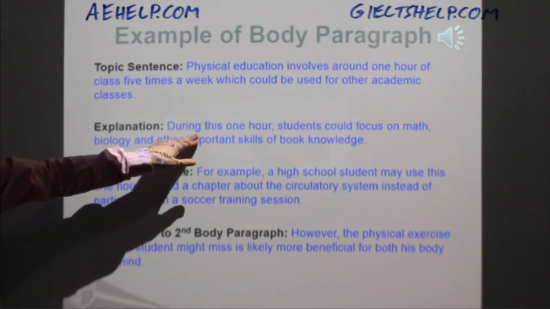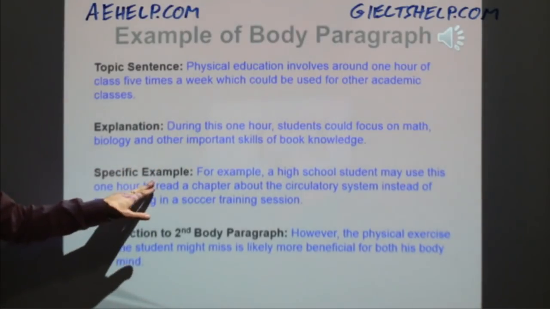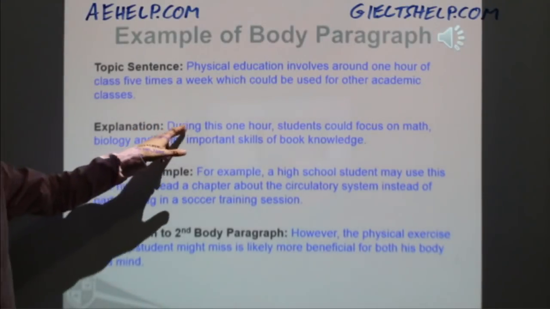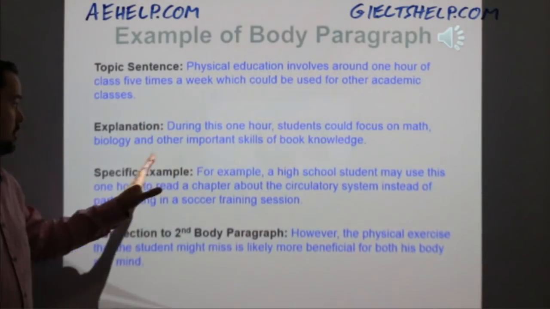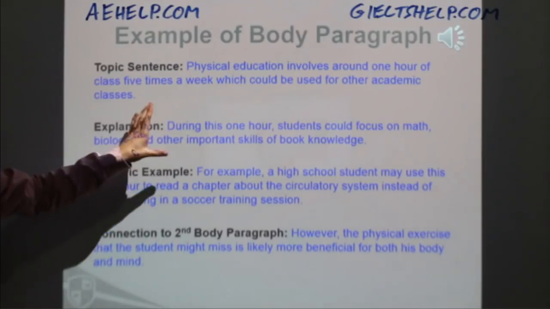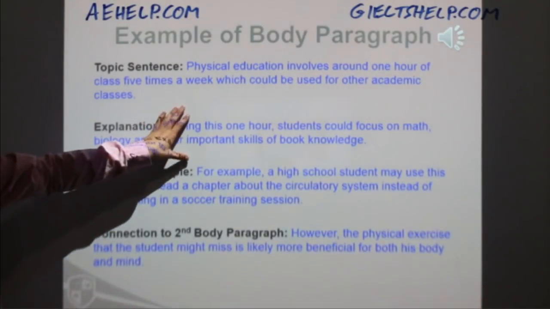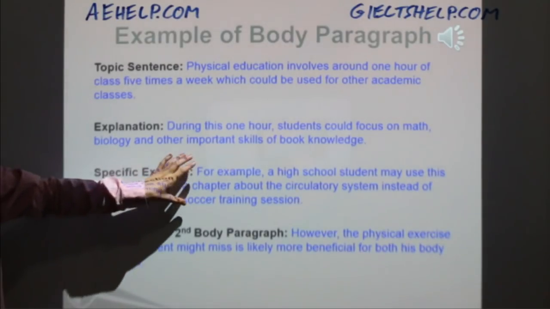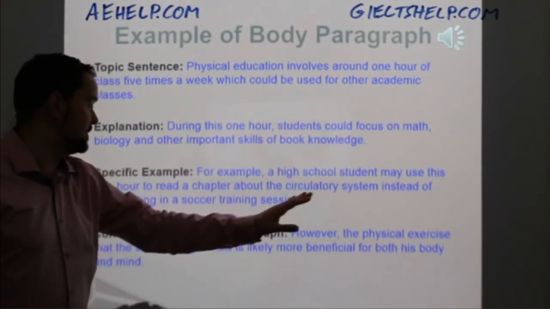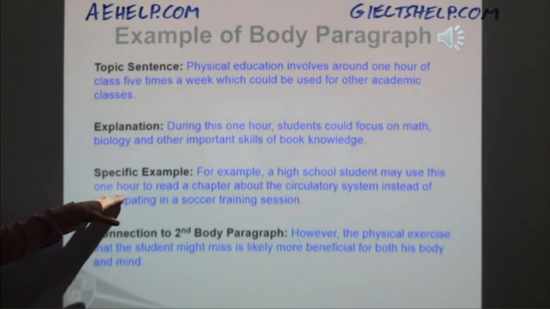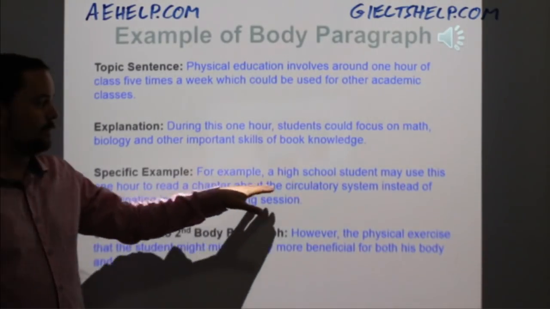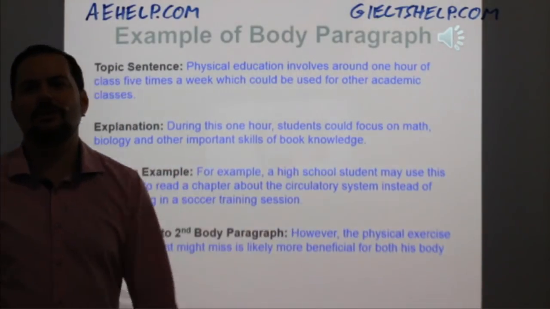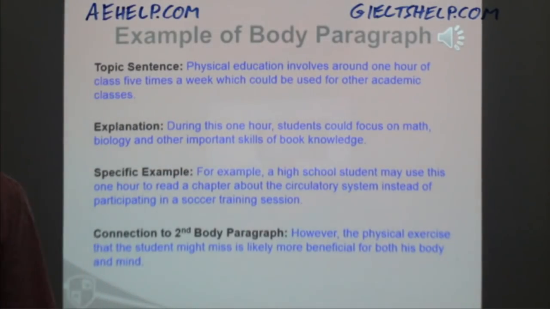A lot of times students confuse the explanation with the example. A lot of times students think that this is an example. So they'll say, for example, in this 1 hour, students could focus on math and biology. That's not an example. That's still just an explanation. This is a specific example where we imagine a student sitting in a biology class for 60 minutes reading a chapter about the circulatory system. If you don't know the word circulatory system, you can do something different, okay?